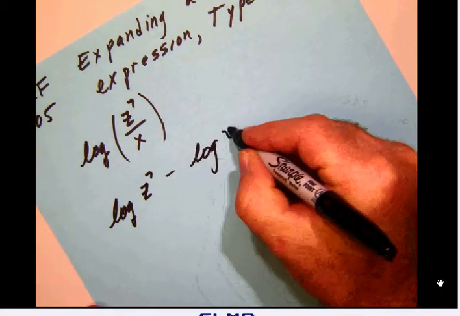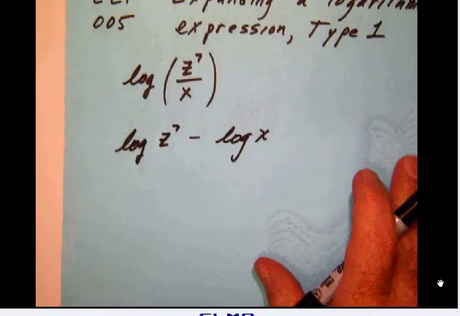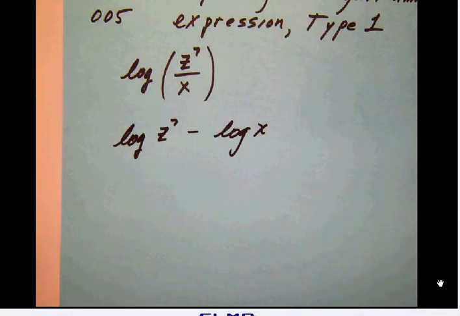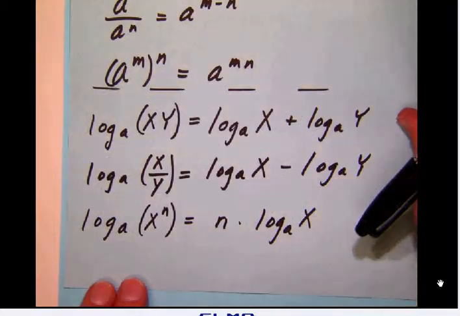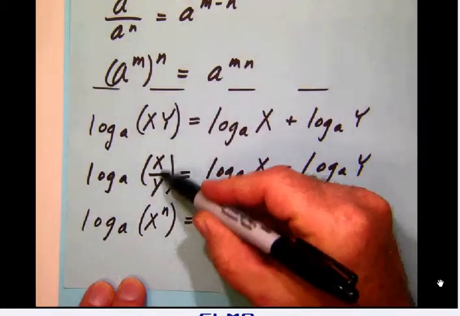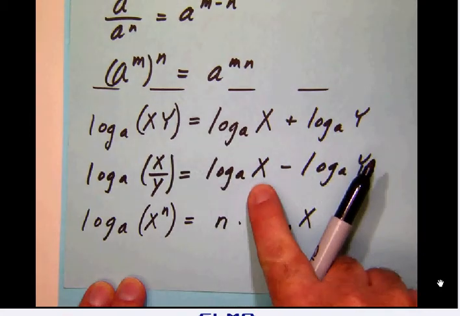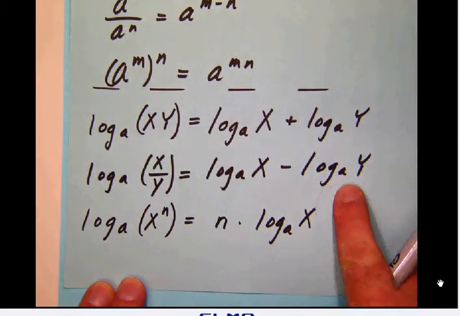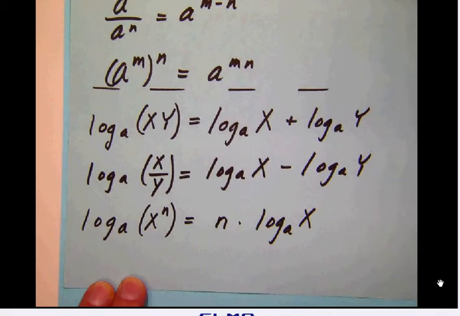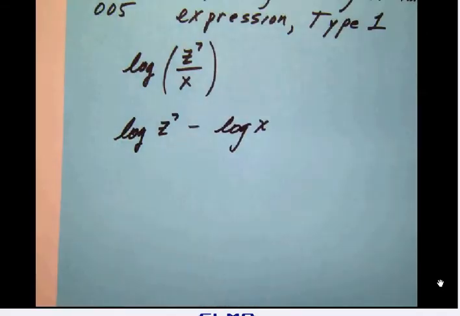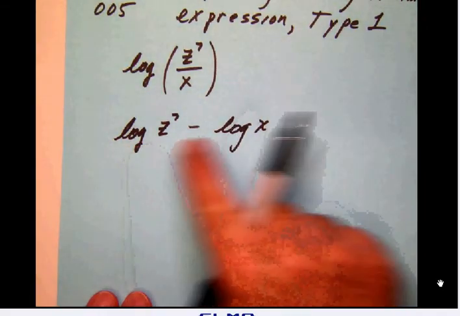log of x, because what we have done there is we have simply applied this second rule, that when you have the log of a quotient, it's the log of the numerator minus the log of the denominator. Or again, whenever you divide, you subtract exponents, you subtract logarithms.